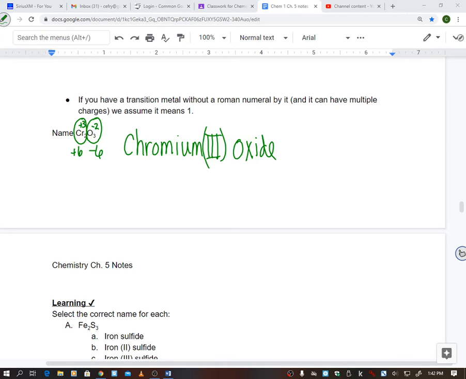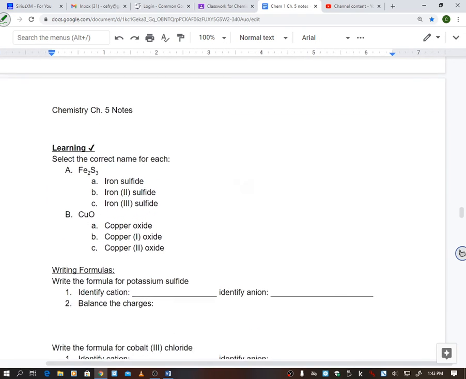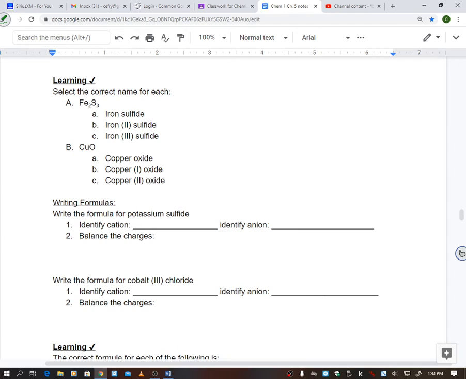Now this will take some practice. We will have to practice with these because this tends to be what gets kids the most during this section. All right, let's do some learning checks here. All right, select the correct name for each.